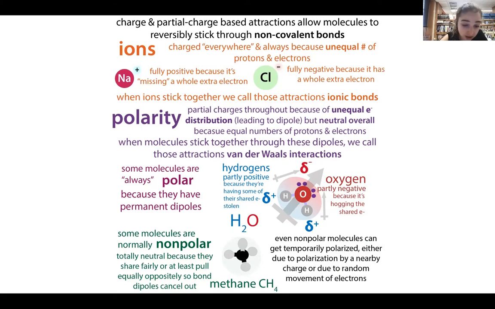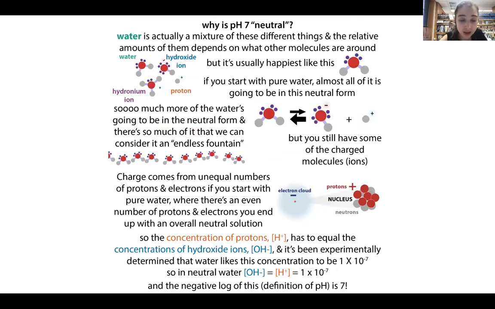And as we saw yesterday, we can think of water as a mix of water, hydroxide ions, and hydronium ions, because normally when water deprotonates, the proton is going to join up with another water to form a hydronium ion.